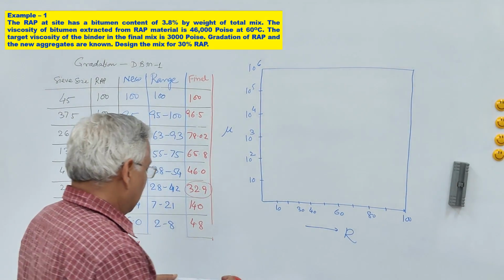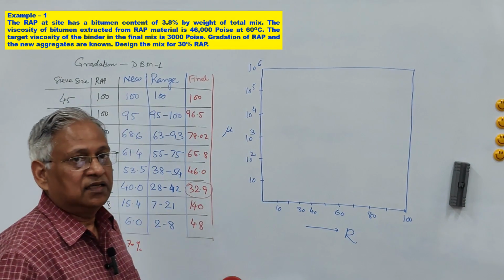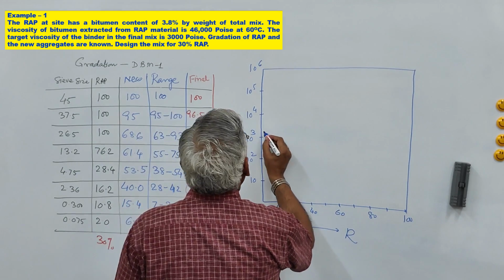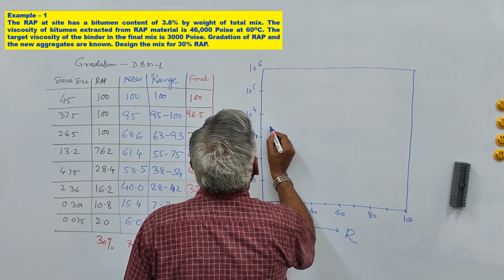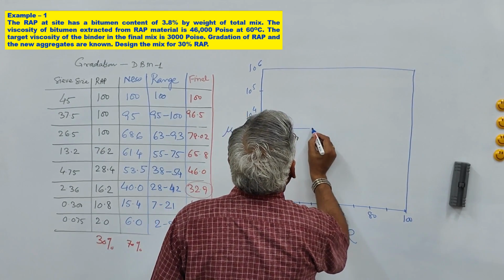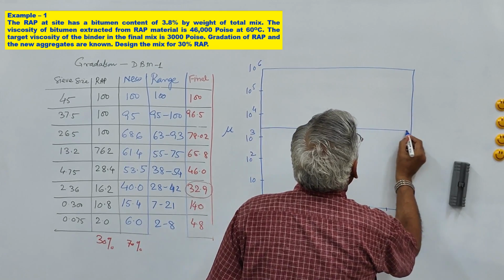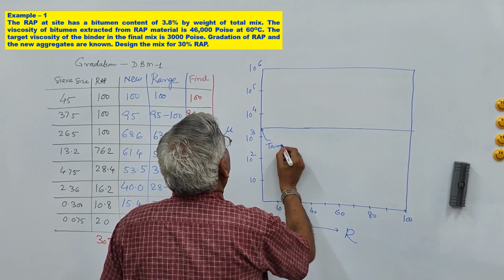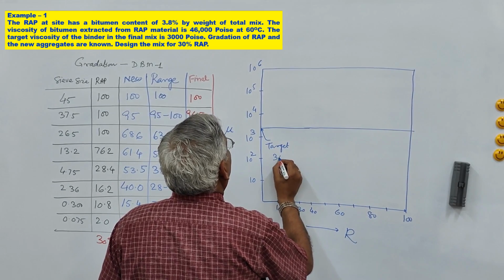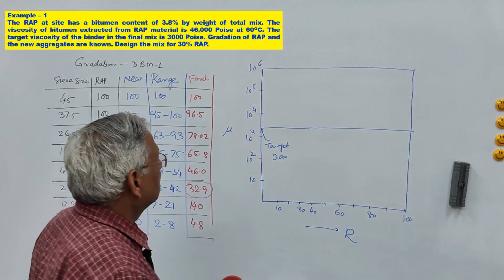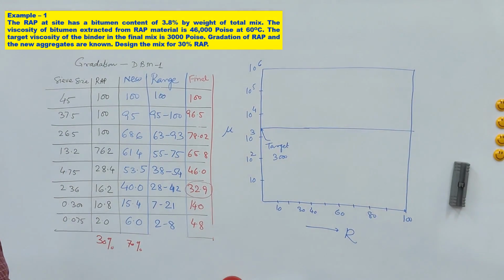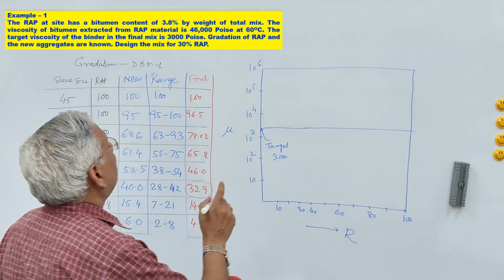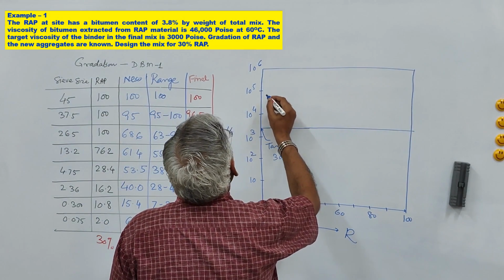Now the target viscosity is 3000, that is given in the example. So 3000 is somewhere here. Okay, so that is the target viscosity. You draw a line here, that is the target viscosity of 3000. Viscosity of the wrap material is 46,000 poise. So 46,000 poise will be here.